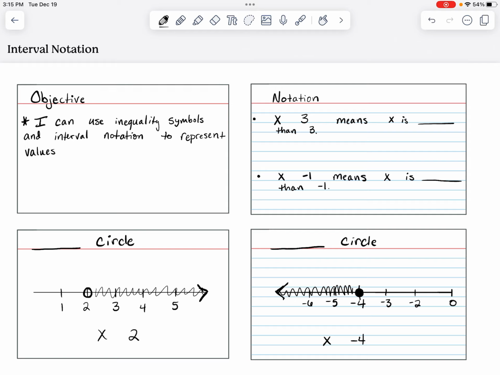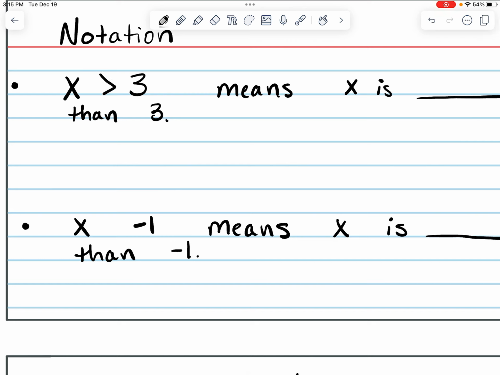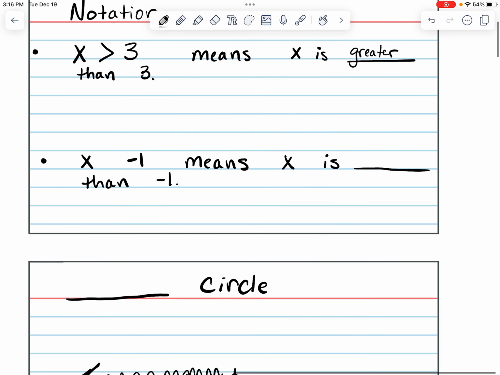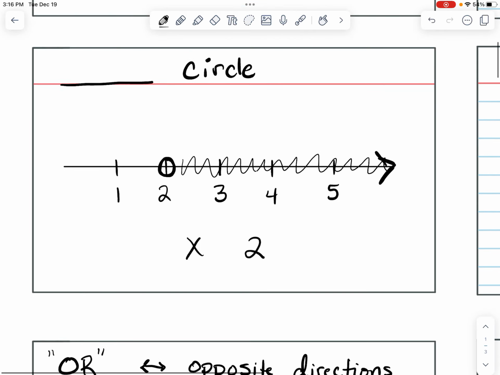So in this lesson, we're going to be looking at interval notation, using inequality symbols and notation to represent values in a data set. So x is greater than 3 means that x is bigger than 3. Anything 3.1, 3.2, 4, 5, 6, 7, all those numbers that are bigger than 3. x is less than -1 means that x is less than -1.